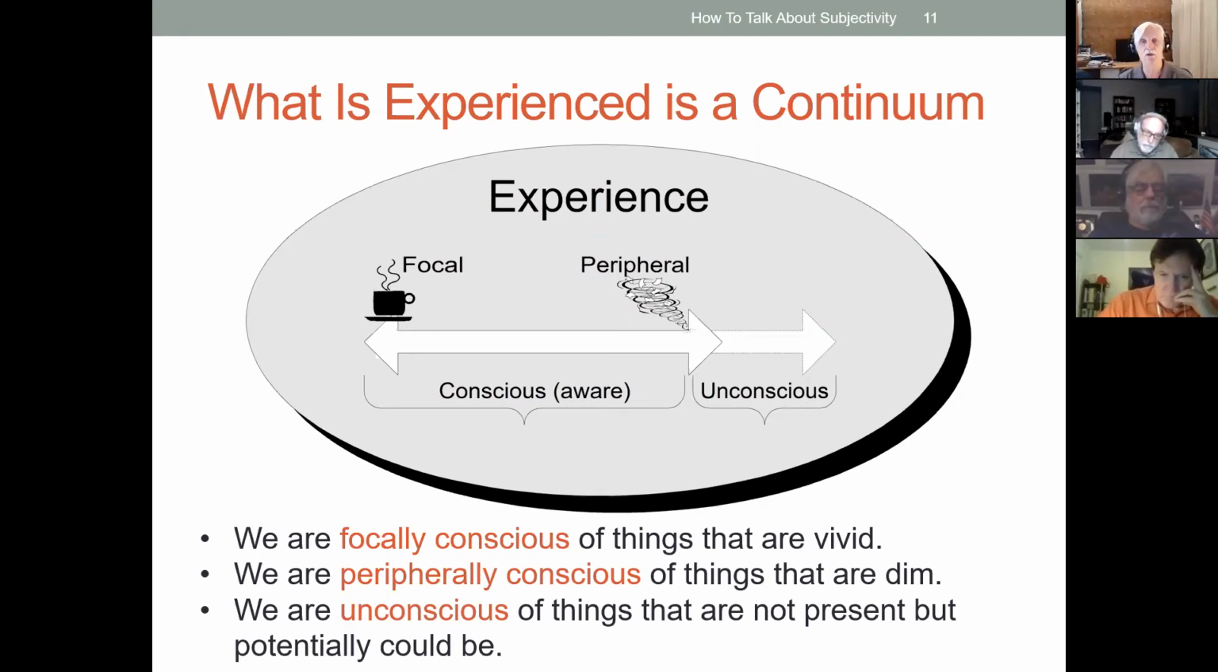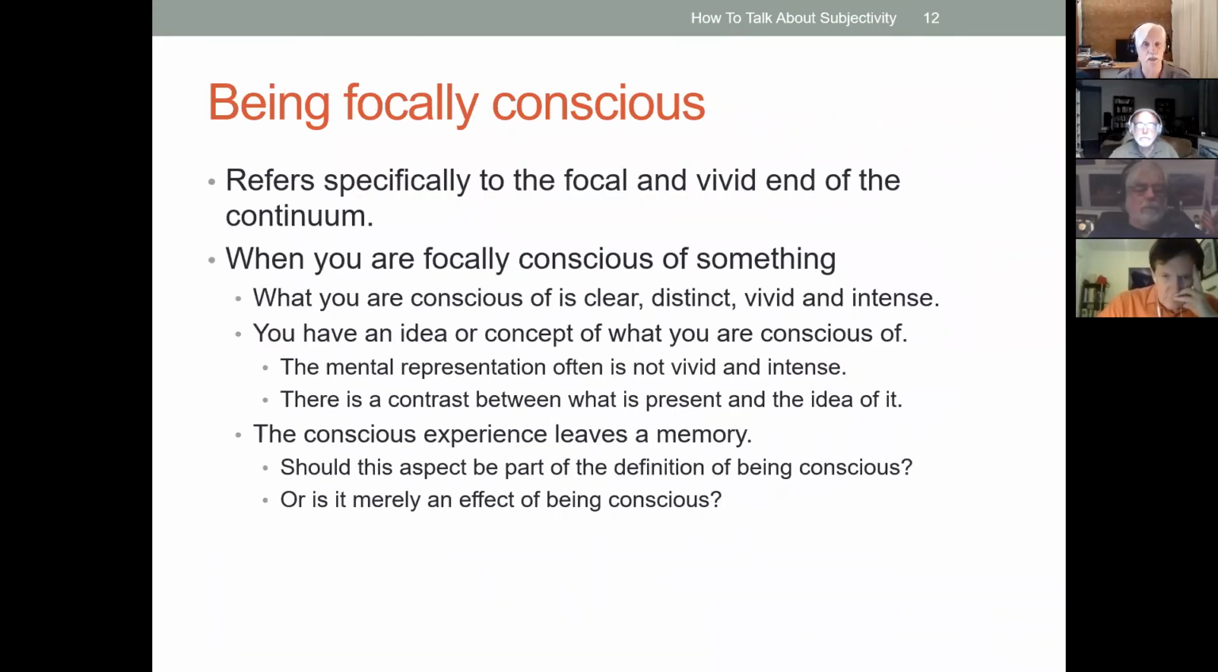So here's an example. Actually, I'm going to go past this diagram because I have more to say about which of these are. Being focally conscious refers specifically to the focal and vivid end of the continuum. When you're focally conscious of something, what you're conscious of is clear, distinct, vivid, intense. It's just right there.